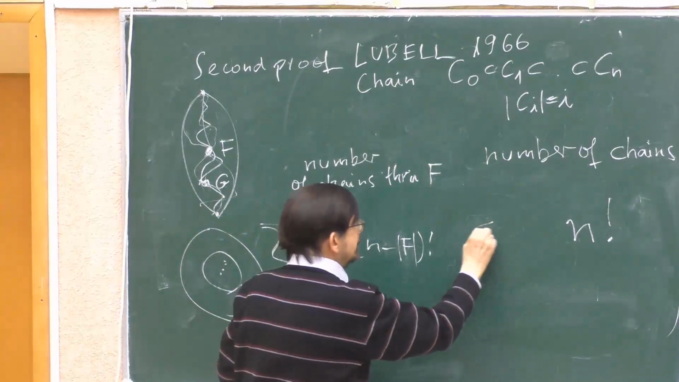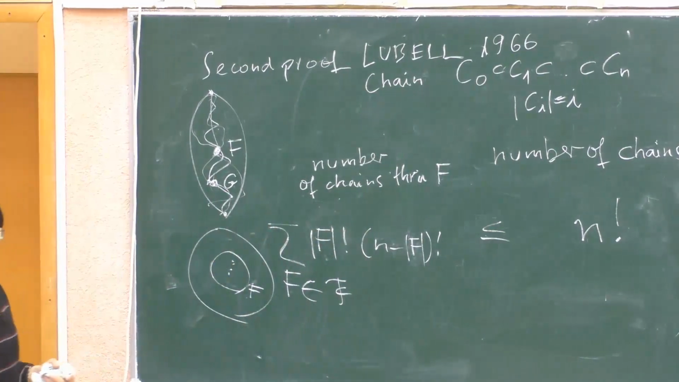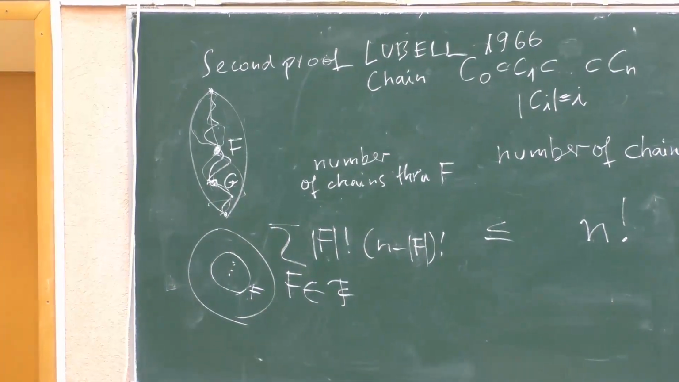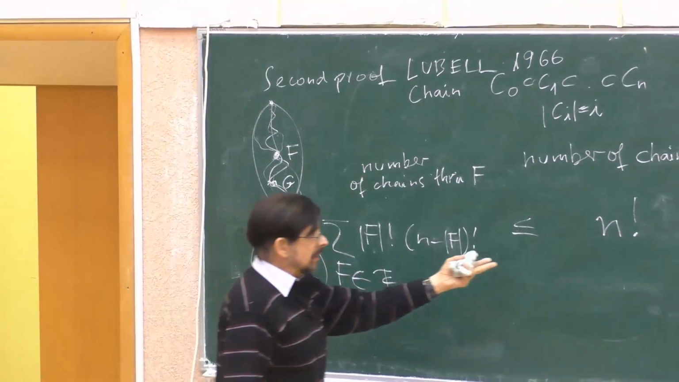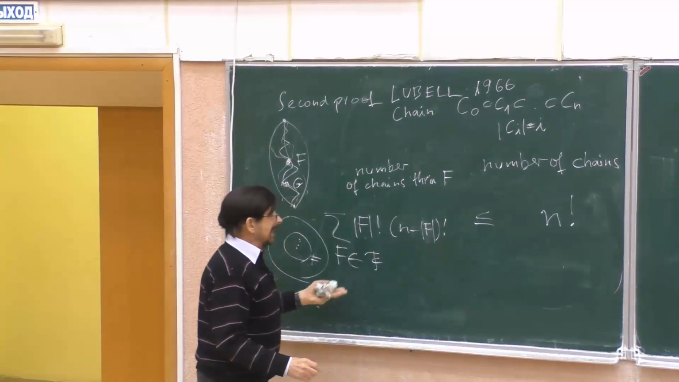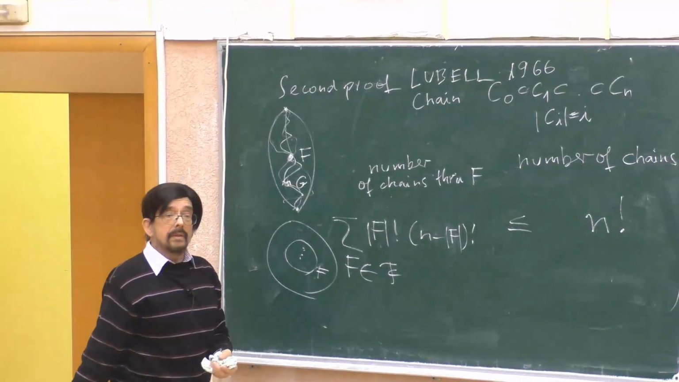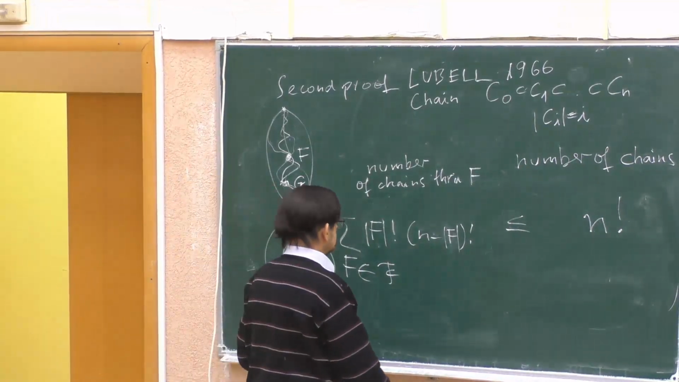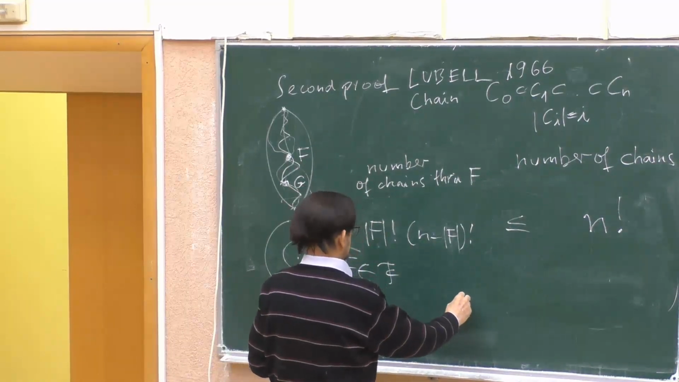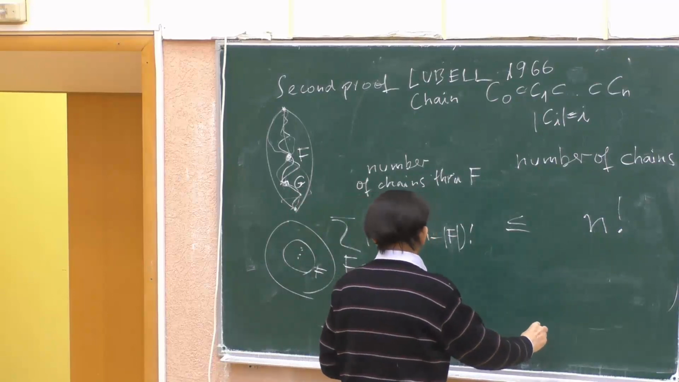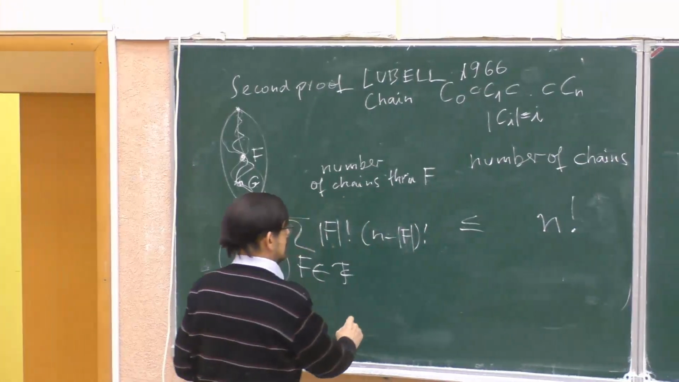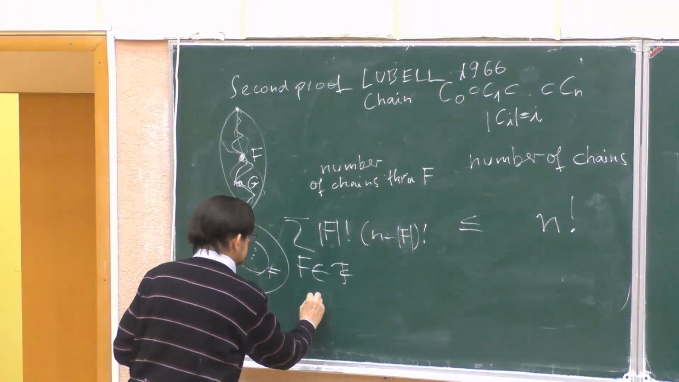So if we add up all of these, then we have this inequality. It can be a strict inequality because it might happen that we don't get all the chains. Now, divide it by n factorial.